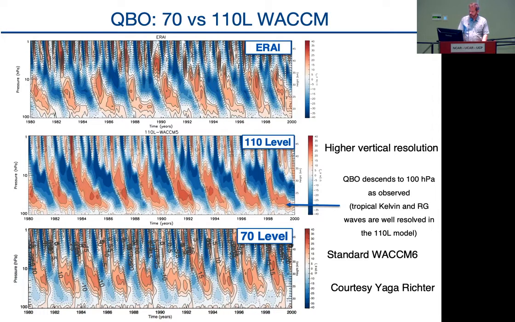And it's shown in the top in the observations. And in the middle, we have a higher resolution version of WACCM 6, which is 110 levels. I mentioned 70 levels and 88 levels. This is even higher. And that produces our best model version of the QBO, which you see here comparing very well to the observations. The default version of WACCM 70 layers does produce a QBO at 1 degree, but it is not nearly as good as the 110 levels.